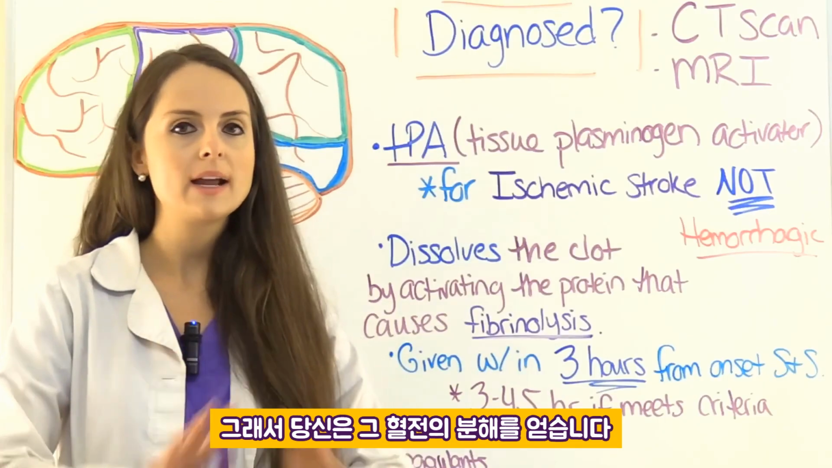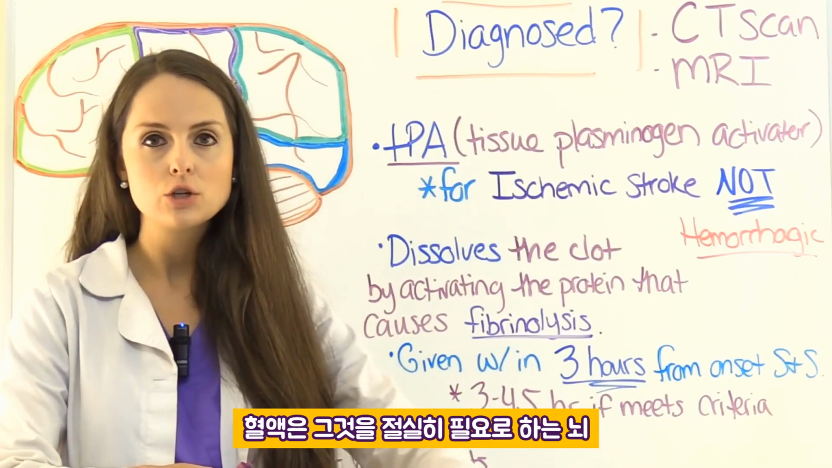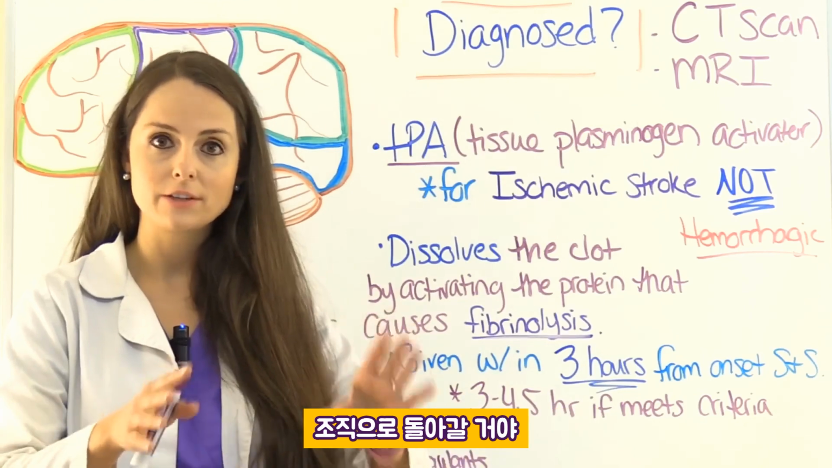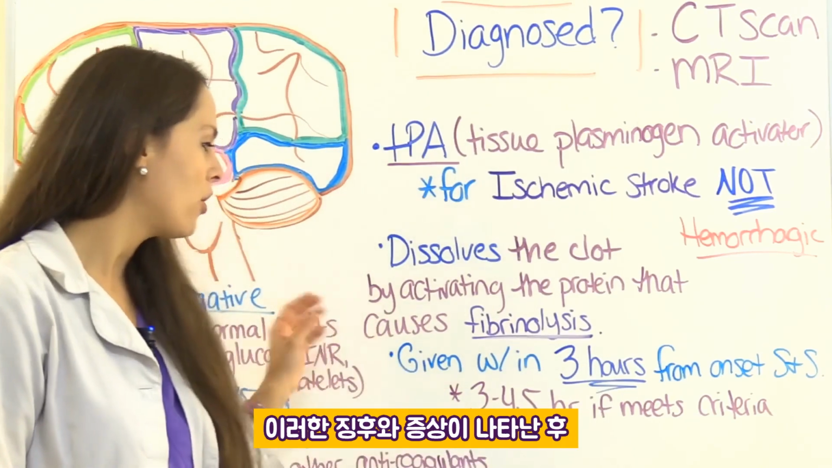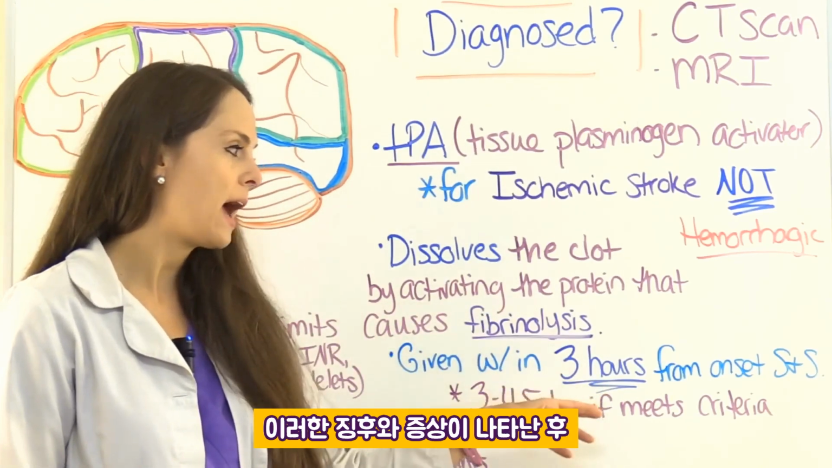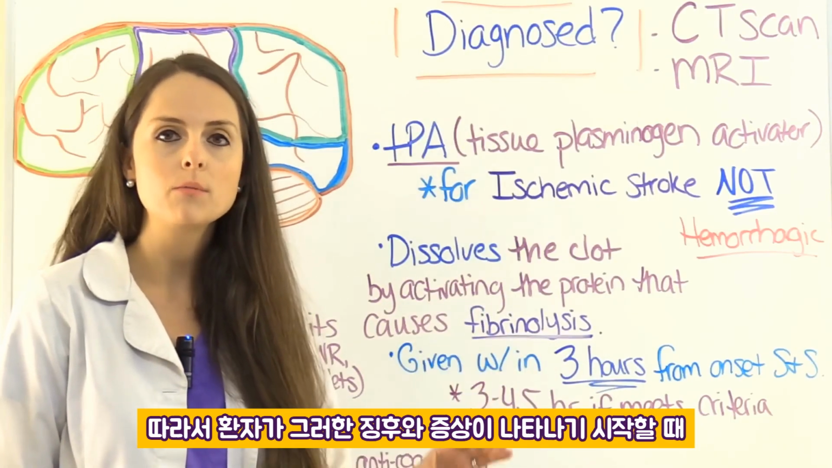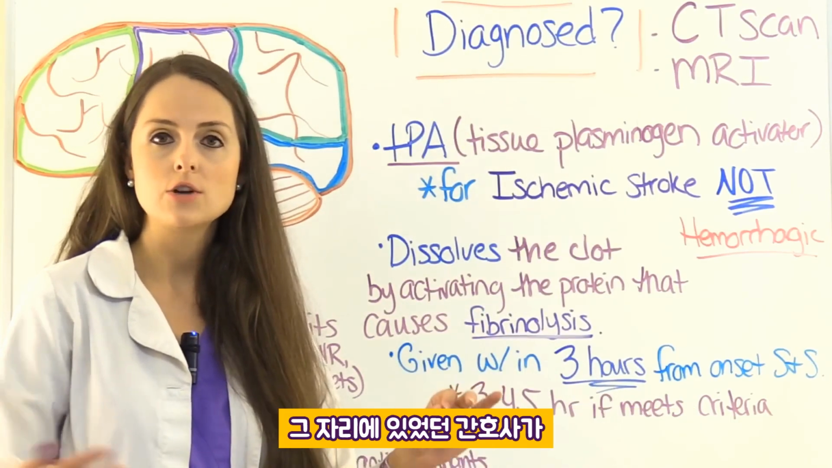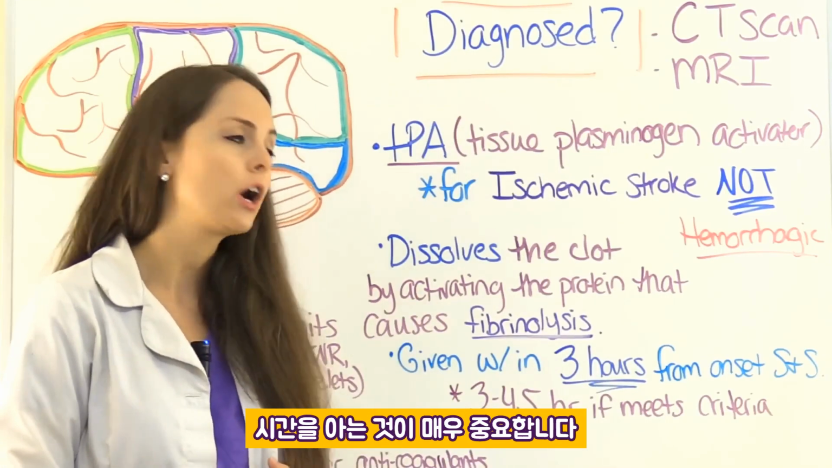So you get the breakdown of that clot, and when that happens, blood is going to go back to that brain tissue that severely needs it. However, there's a catch with this drug. It can only be given within 3 hours from the onset of those signs and symptoms. So it's very important the patient knows, or as a nurse who was there whenever the patient started having those signs and symptoms, what time they occurred.